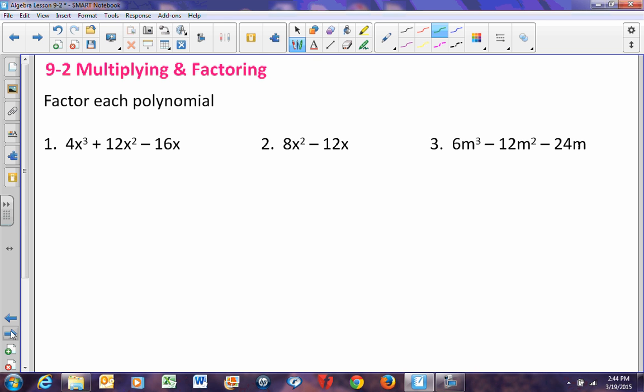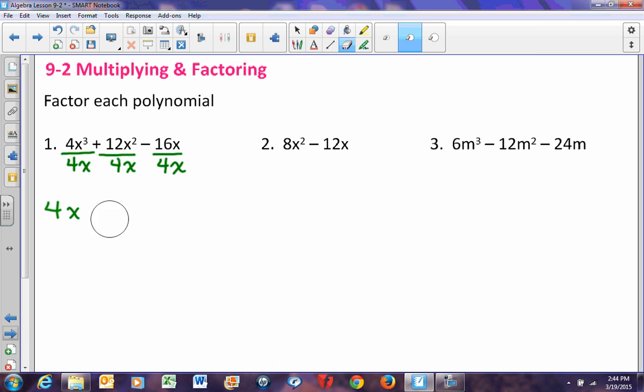So if I look at problem 1 here, 4x to the third plus 12x squared minus 16x, the largest number I can take out is a 4. The largest number of variables is just an x. So I'm essentially going to divide each part of this by 4x. Eventually you'll be able to do this almost mentally. So my greatest common factor is 4x, so I'm going to take out a 4x out of each term.